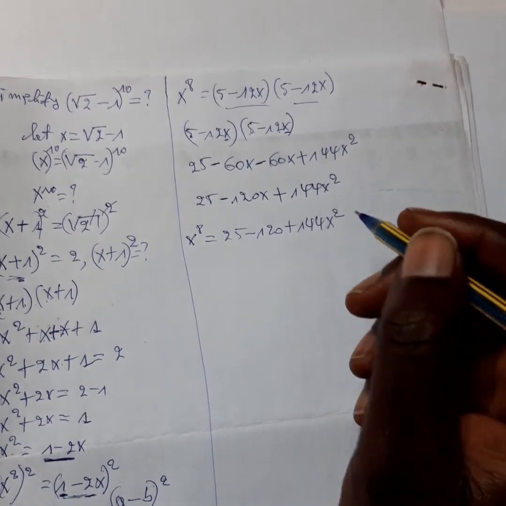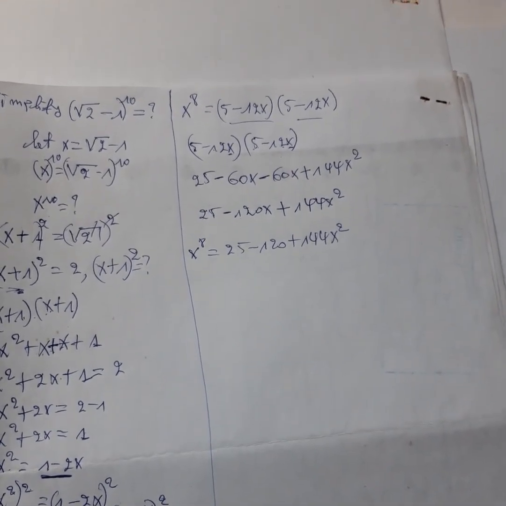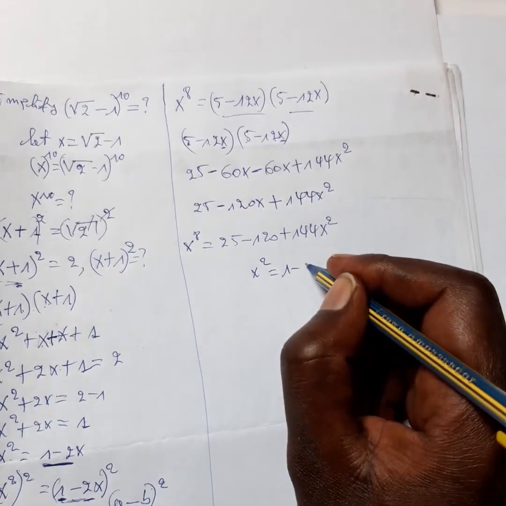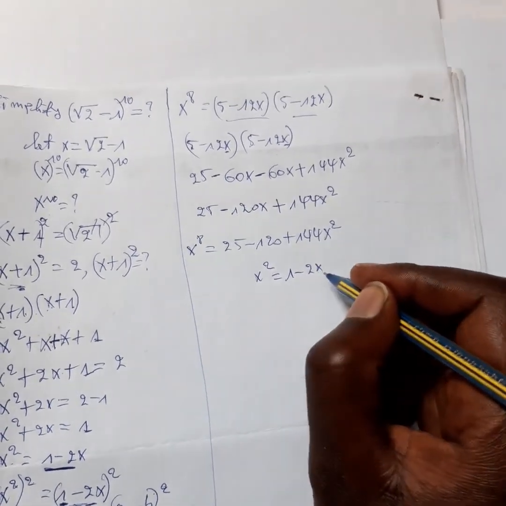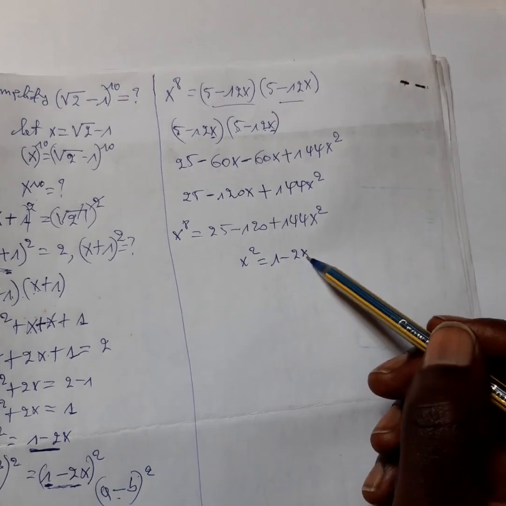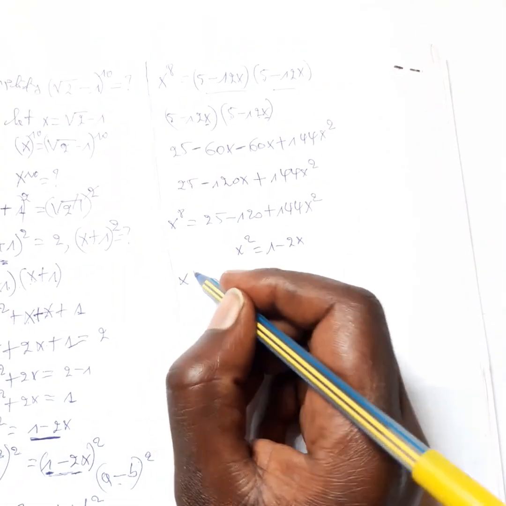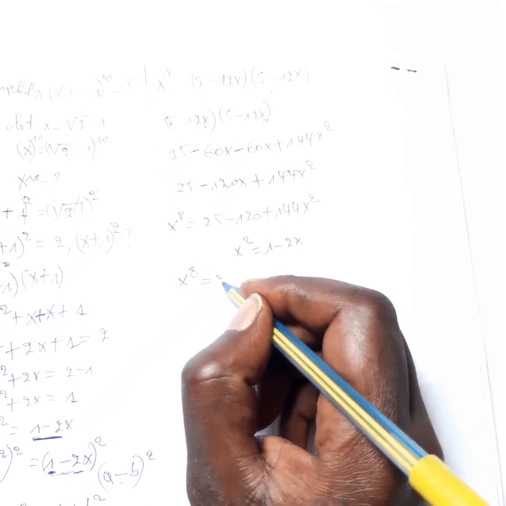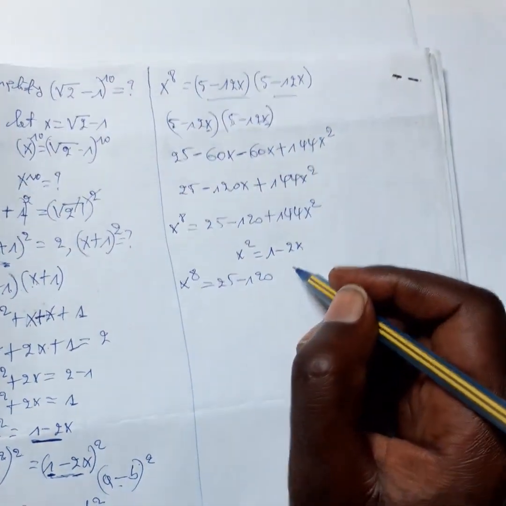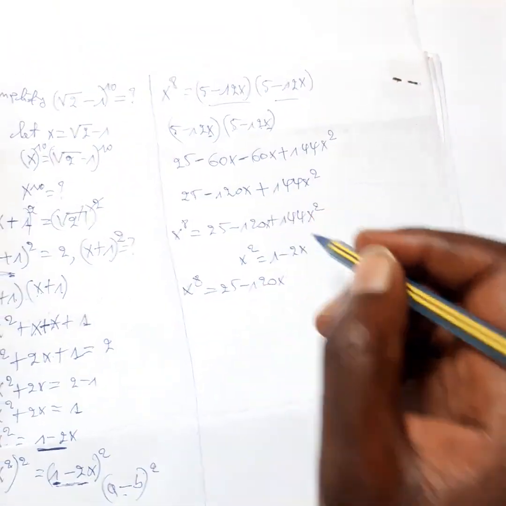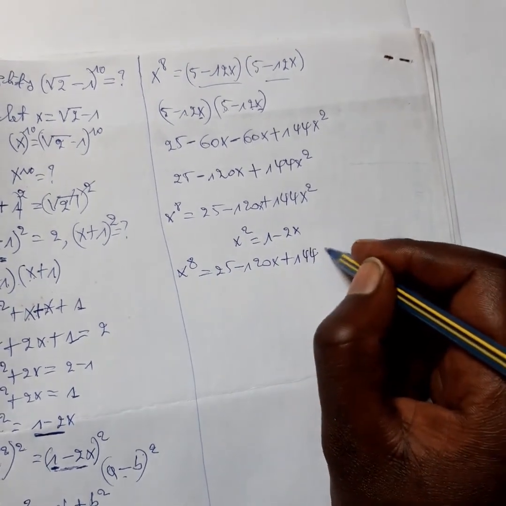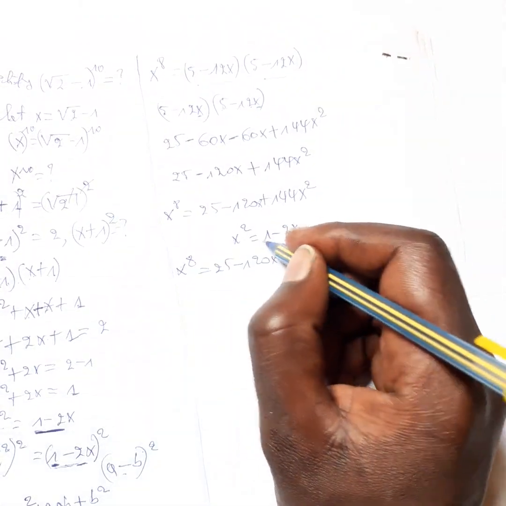Okay, then remember x squared is equal to 1 minus 2x. Then we're going to replace the value of x. So we have x to the power 8, which is 25 minus 120x, then plus 144 times this value of x squared.